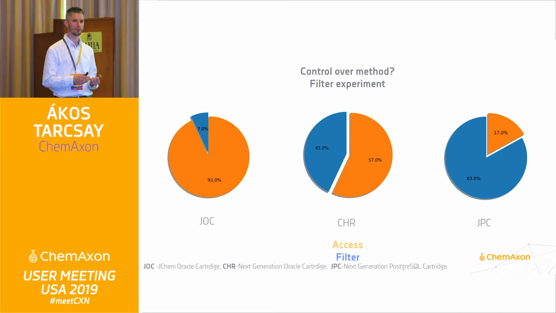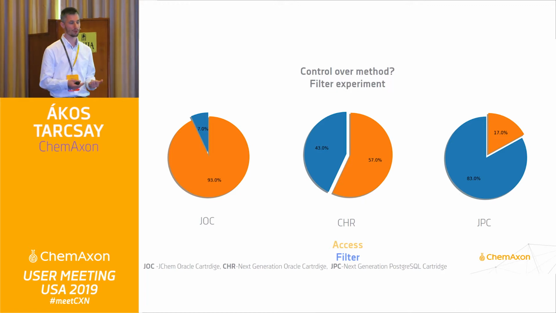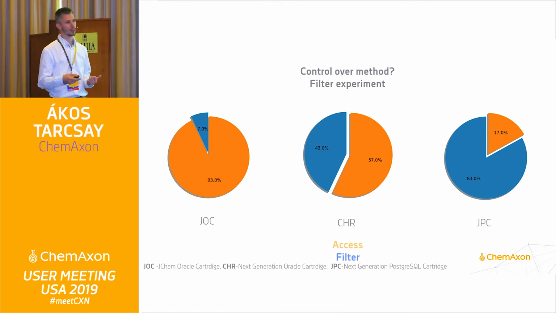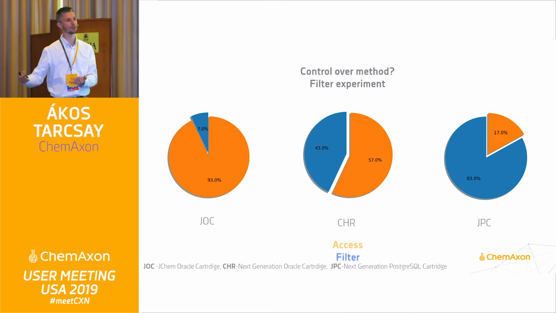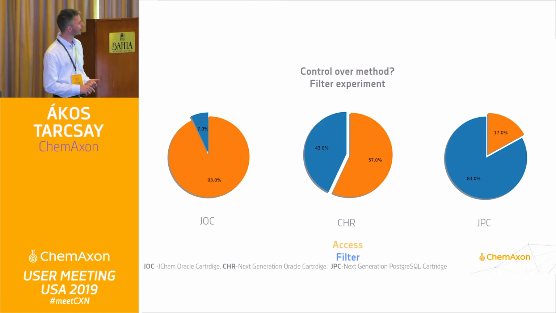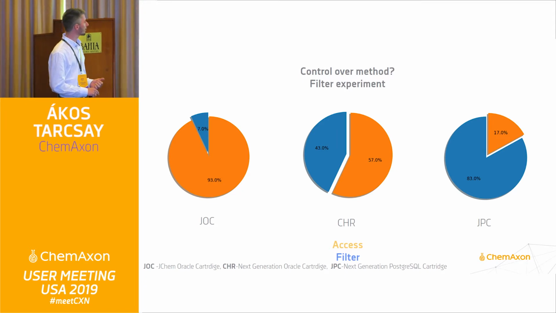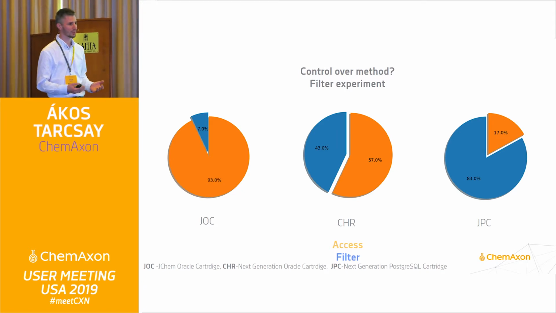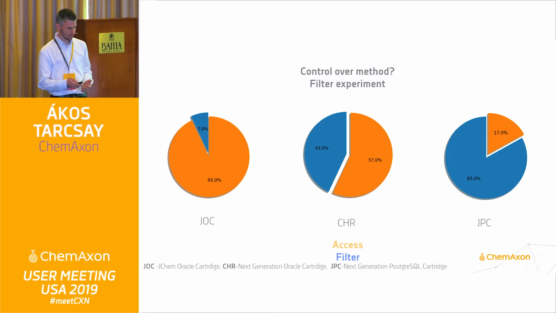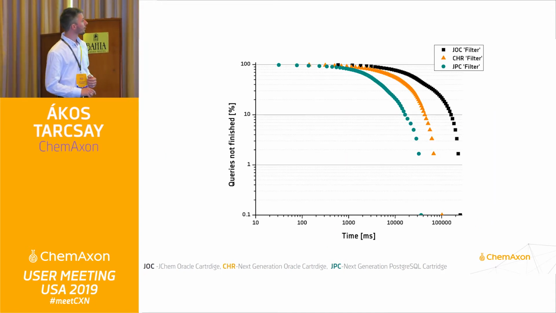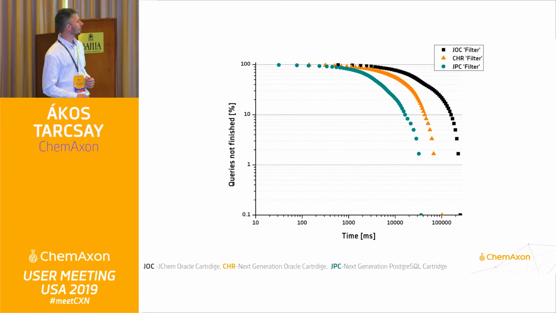That's important to emphasize here, that we expect a higher speed up with filter. And that can be the reason why the JPC had higher speed up compared to the Coral, where almost half of the cases went into access mode. And the JOC did not behave that well as we wanted.